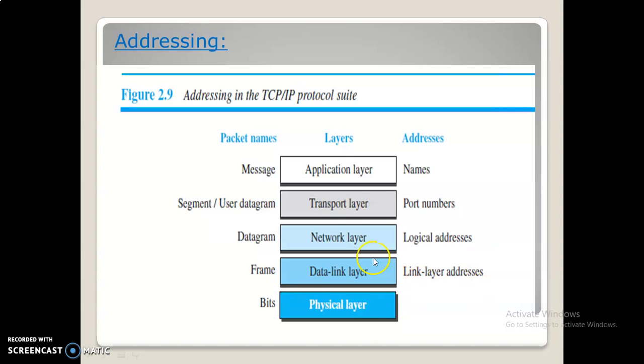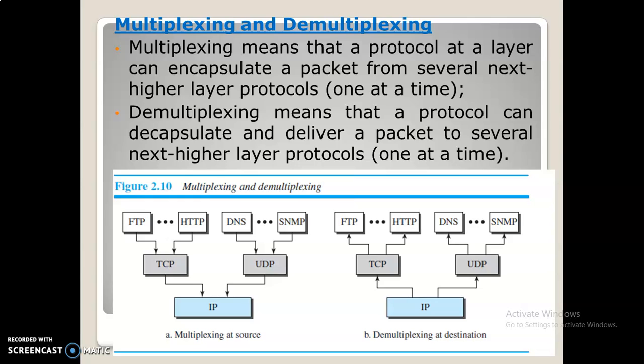So regarding addressing, we have already discussed the application layer. We said information is called a message. In the transport layer it is called a segment or user datagram. In the network layer it is called a datagram. In the data link layer it is called a frame. The physical layer calls it bits. Then multiplexing and demultiplexing. FTP, HTTP, DNS and SNMP all belong to the application layer. TCP and UDP belong to the transport layer. IP is a network layer protocol.